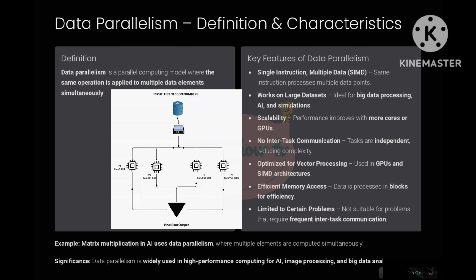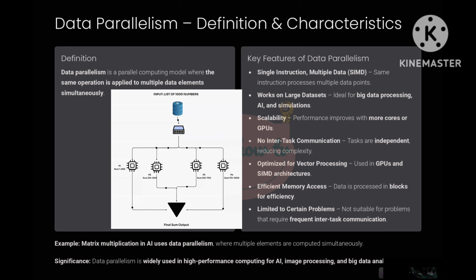It's perfect for large datasets like those used in AI training or simulations. Point 3. Scalable. Adding more processors improves performance because we can handle more data simultaneously. 4. Independent tasks. No need for communication between processors, as each handles its own data.